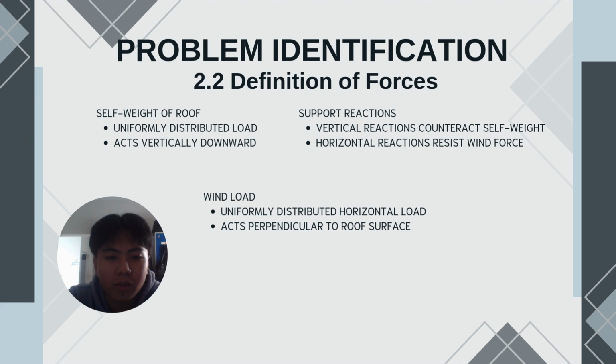This roof structure is subjected to several types of forces. The self-weight of the roof acts as a uniformly distributed load in the vertical downward direction. Wind loads act horizontally and perpendicular to the roof, hence creating lateral forces. These forces generate vertical and horizontal reactions at the supports.